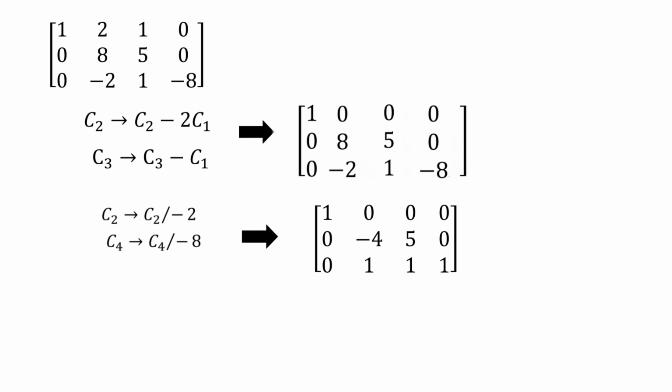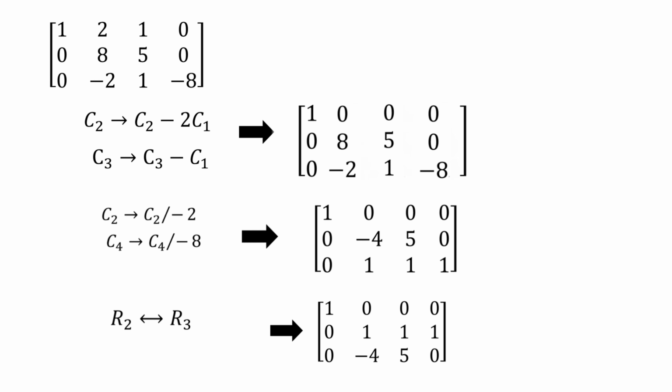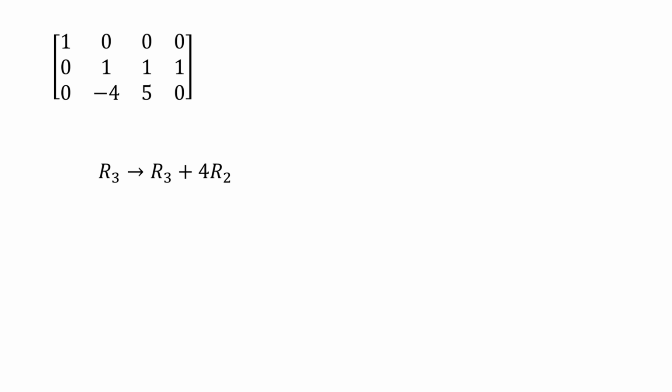Our next step is to make this element as 1. To do that, we can interchange R2 with R3. So after interchanging, we'll make this element as 0 using R2. So the operation will be changing R3 as R3 plus 4R2.